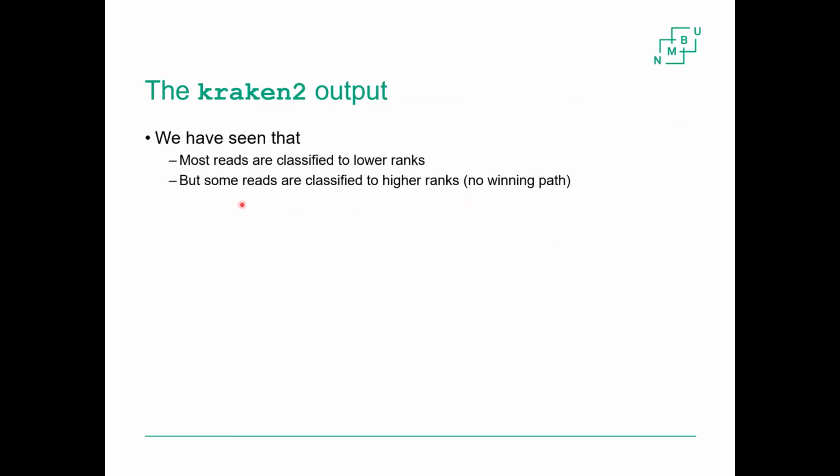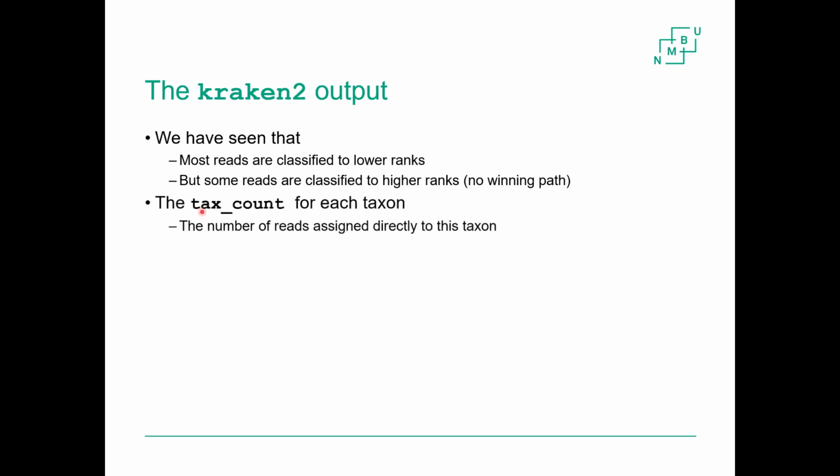The output from Kraken, what does it look like? Well, we have seen that most reads are classified to the lower ranks, right? That's reasonable. But some reads are classified to higher ranks in those cases where we have no winning path. If there is a draw between two or more paths, then we jump to the lowest common ancestor, higher up in the taxonomy. So some reads will be classified here.